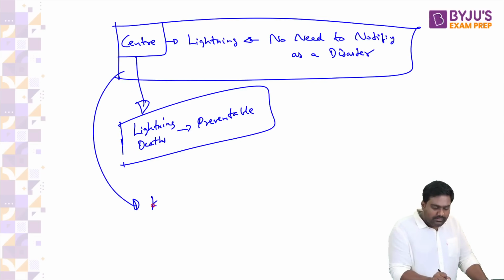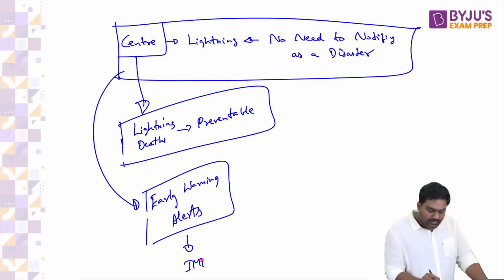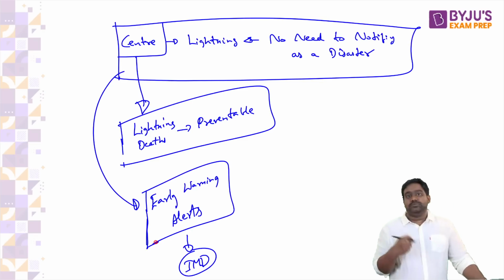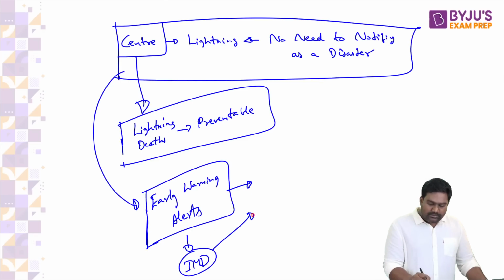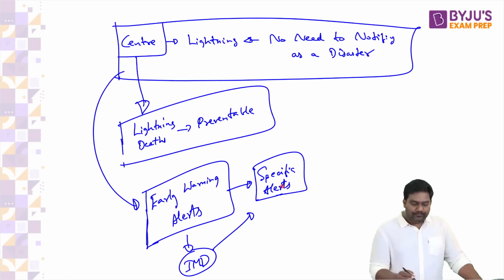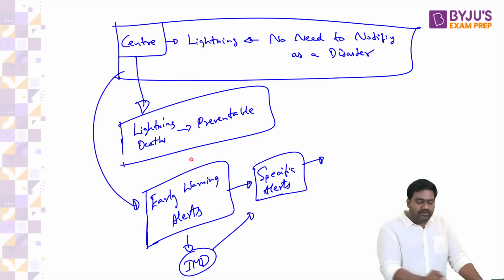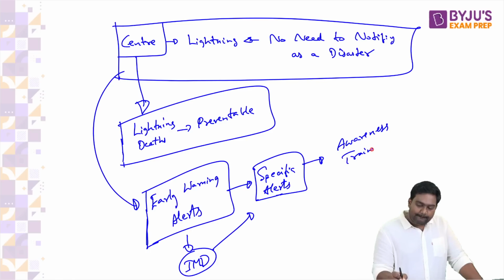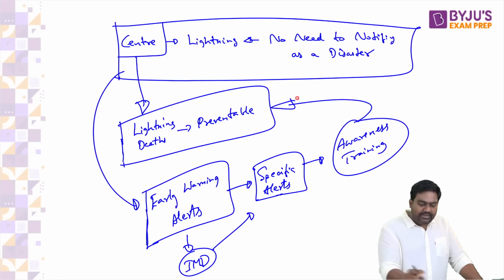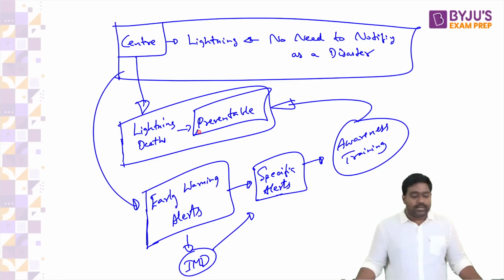We already have early warning and forecasting alerts available through the IMD. IMD keeps track of thunderstorms and lightning as well, and it would have given very specific alerts to certain regions, to certain districts, certain villages. They would have been put on alert. All right. So the central government believes that with better awareness, with better training, lightning deaths are completely preventable. That is why the center says there is no need to notify lightning as a disaster.